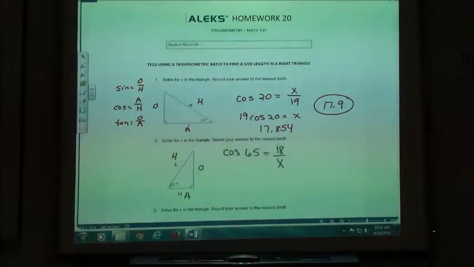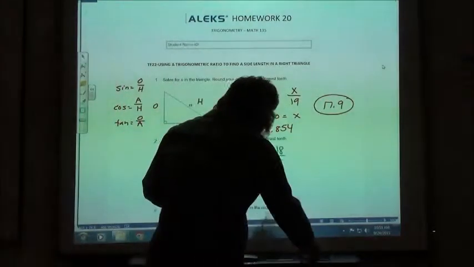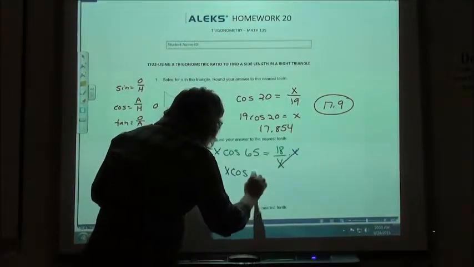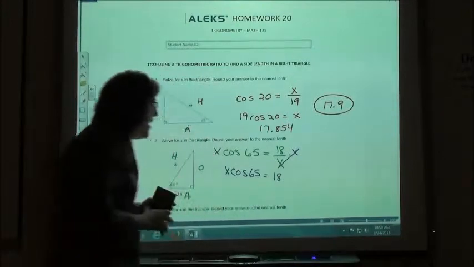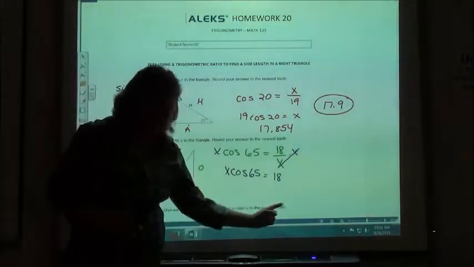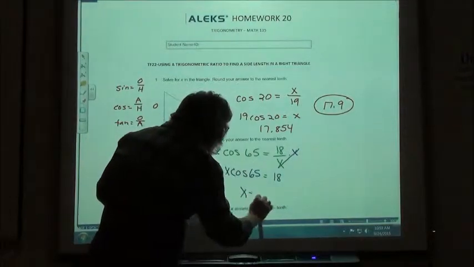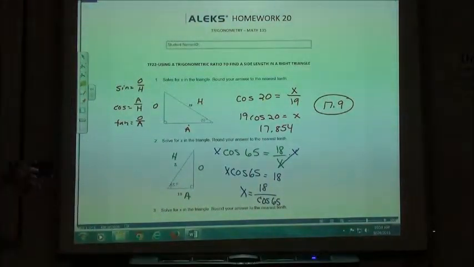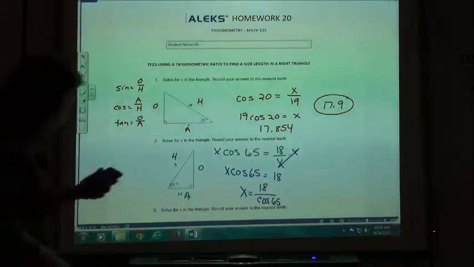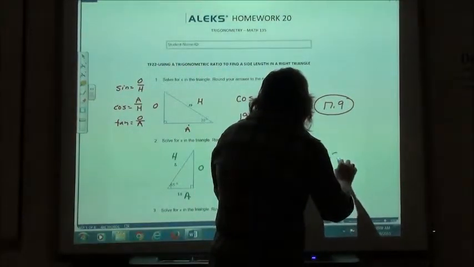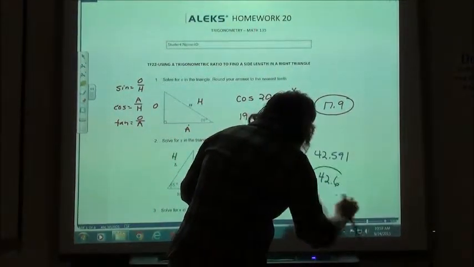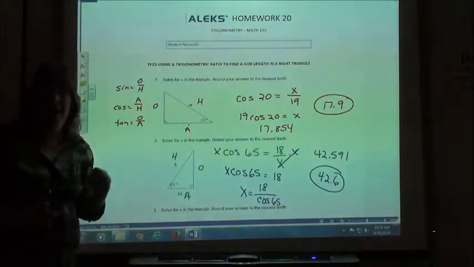Now in this one, when I solve it, first of all, I'm multiplying by my x. So I have x cosine of 65 equals 18. And then to get x by itself, I end up having to divide. So x is going to equal 18 divided by the cosine of 65. And so on my calculator, 18 divided by the cosine of 65 gives me 42.591. Rounding to the nearest tenth then, 42.6 would be my answer for how long my hypotenuse would be.